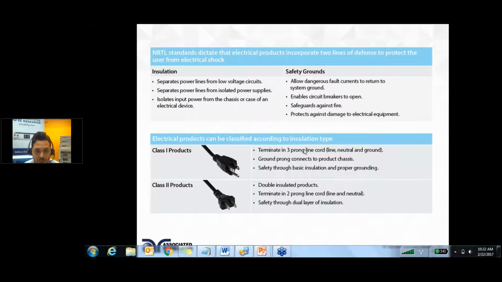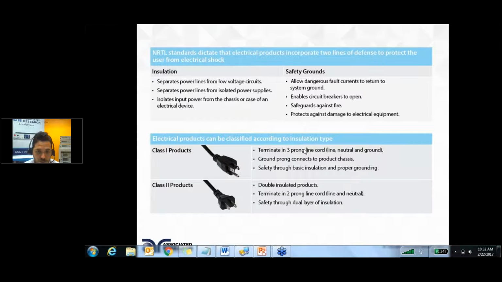The ground prong connects to the product chassis, and safety comes through basic insulation and proper grounding. So those are the two lines of defense: basic insulation and then proper grounding. Now we have Class 2 products, whose two lines of defense are double insulated products.